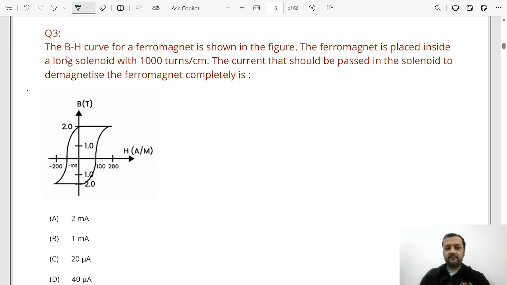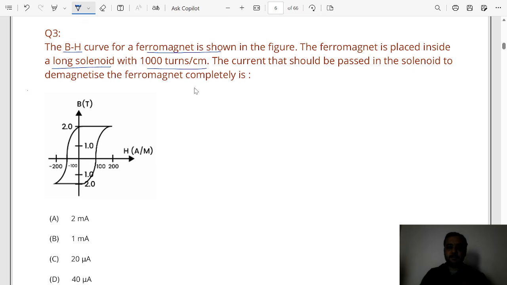In this question, we have been given the curve of magnetic field versus magnetic intensity for a ferromagnet that has been kept inside a long solenoid which has 1000 turns per centimeter.